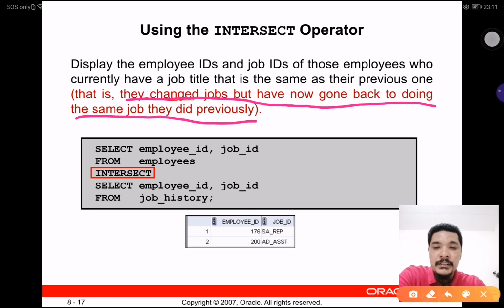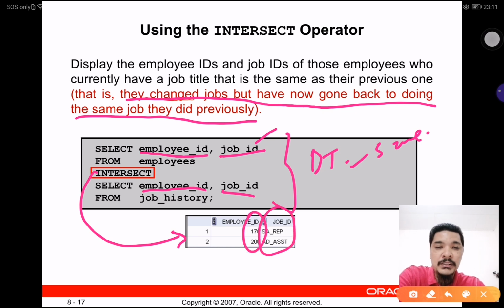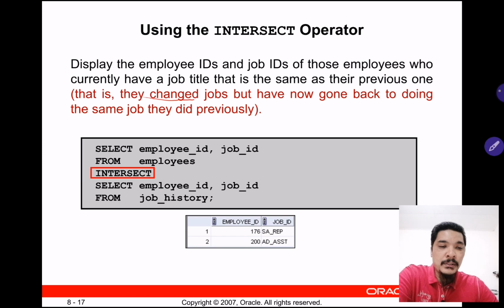If we are going to use something like this: select employee ID, job ID, and employee ID, job ID. The number of columns must be the same, and the data types also the same. Then we intersect both selects, and this is the result. This means the employees SA_REP and AD_ASSISTANT are now back to doing the same job as they did previously. This is the example. Let's move to the next one.